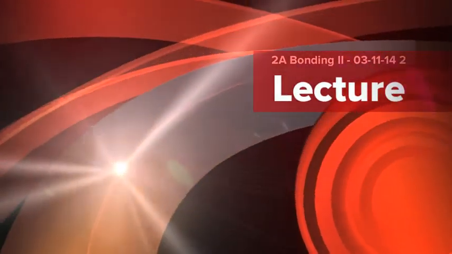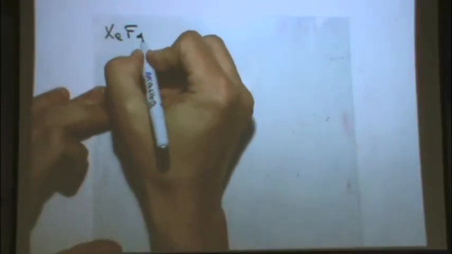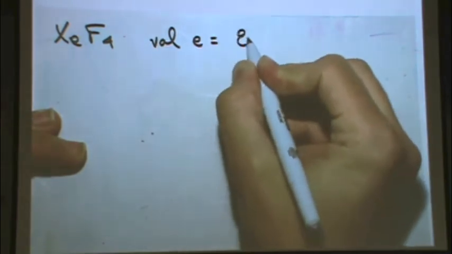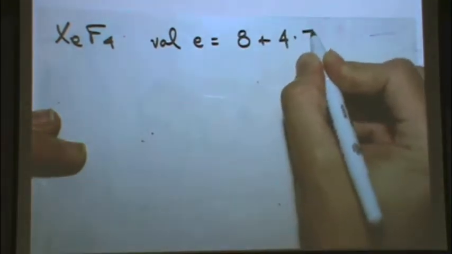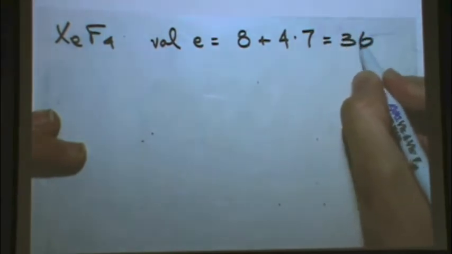Do the shape, polarity, all that sort of stuff. Let's start with this first one. XeF4. Valence electrons: 8 for xenon, and there are 4 fluorines in column 7. That's 28 plus 8, which is 36.